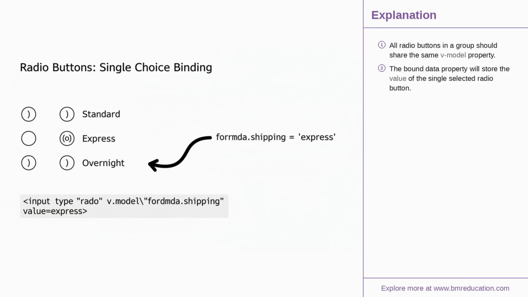For situations where a user must pick only one option from a group, radio buttons are the perfect tool. You'll bind a group of radio buttons to a single data property using v-model. Unlike multiple checkboxes, the data property will hold the string value of whichever single radio button is currently selected.